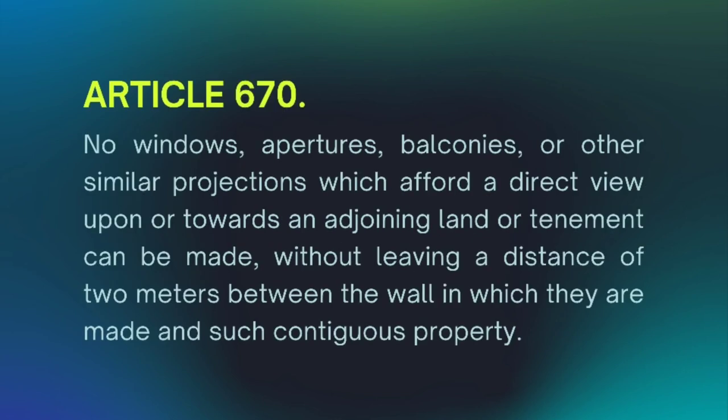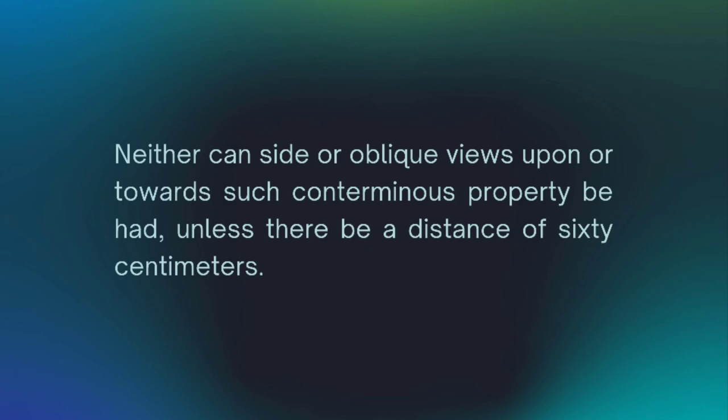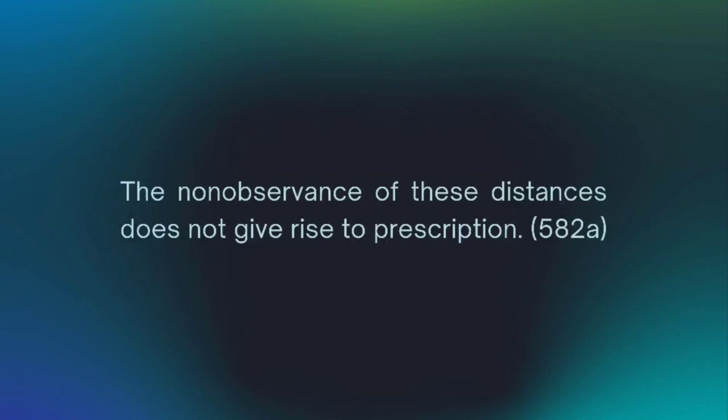Article 670. No windows, apertures, balconies, or other similar projections, which afford a direct view upon, or towards an adjoining land or tenement can be made, without leaving a distance of 2 meters between the wall in which they are made, and such contiguous property. Neither can side or oblique views upon or towards such conterminous property be had, unless there be a distance of 60 centimeters. The non-observance of these distances does not give rise to prescription.